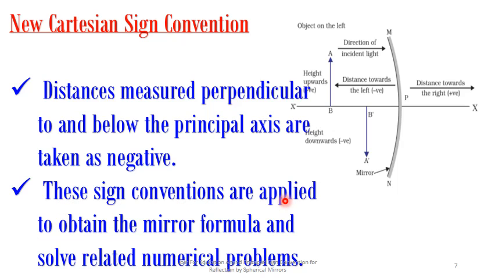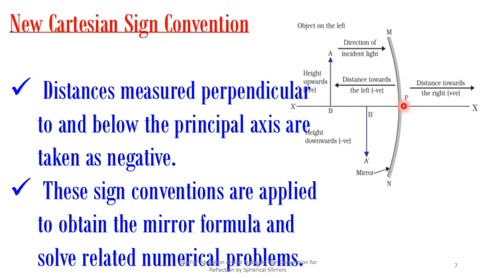These sign conventions are applied to obtain the mirror formula and solve related numerical problems. So this is the simple story of the New Cartesian sign convention. Once again I repeat, this is a concave mirror, a kind of spherical mirror. Here we consider the sign convention for reflection by a spherical mirror. So the pole of the spherical mirror is taken as the origin.